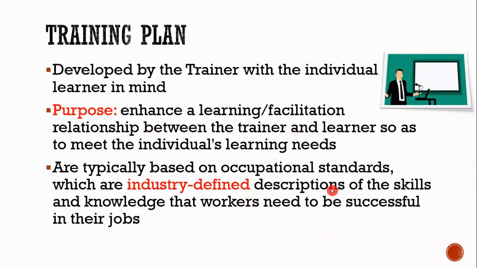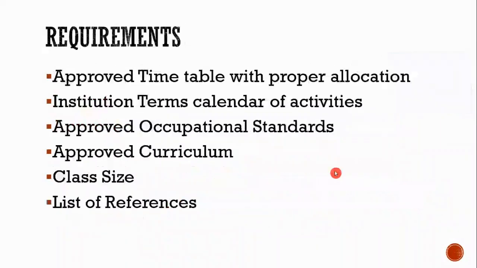And when you talk about occupational standards, these are the industry-defined descriptions of the skills and knowledge that workers need to be successful in their jobs. So when you're developing this plan or learning plan, basically our major tool is the occupational standard, and of course corresponding curriculums. And we're going to see how we do that.